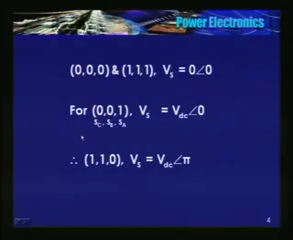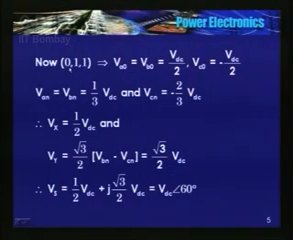Now what about the remaining 6 vectors? I said 2 to the power 3, there are 8 possible combinations, out of which 2 are null vectors, and we already determined the magnitude and the position of the space vector for 2 active vectors. Why are they active? Because the magnitude of the space vector is non-zero. We found that for 0, 0, 1 and 1, 1, 0, the magnitude is VDC. Okay. So what is the magnitude for the remaining 4 active vectors?